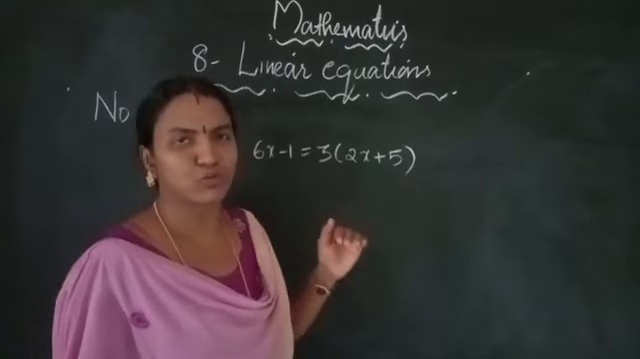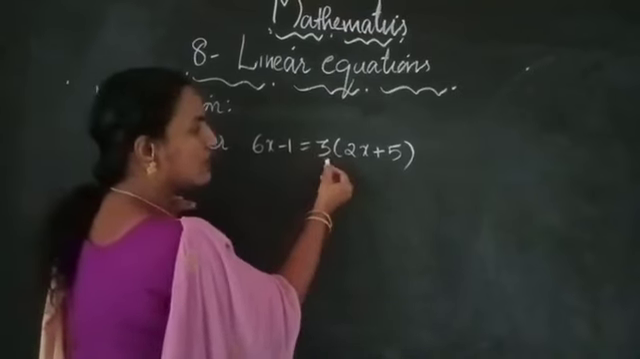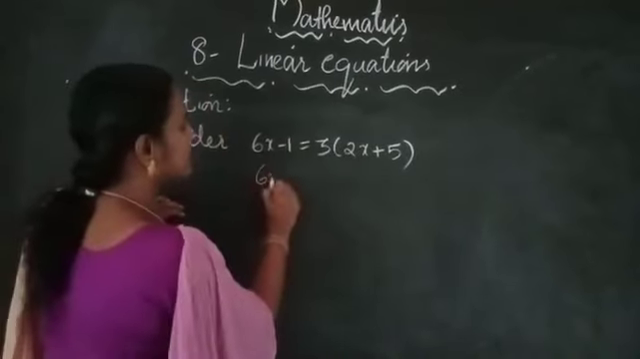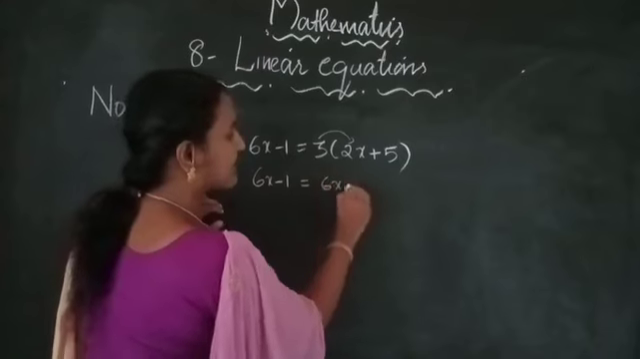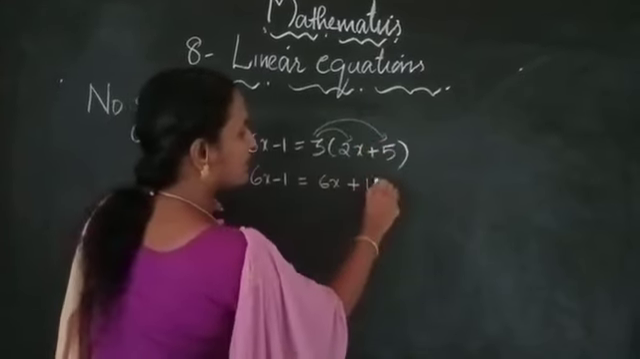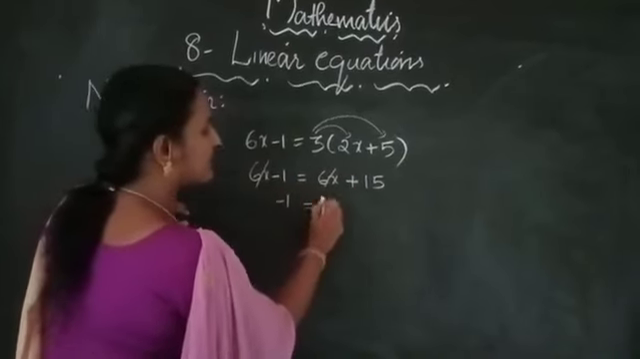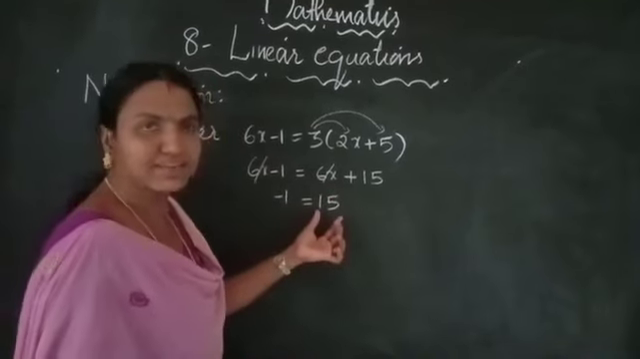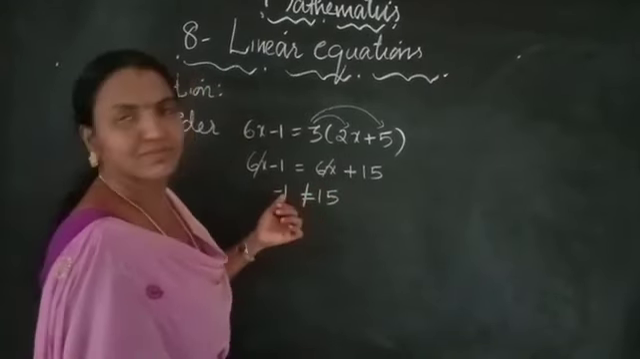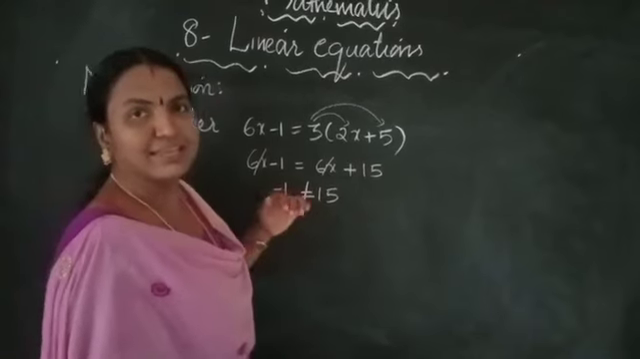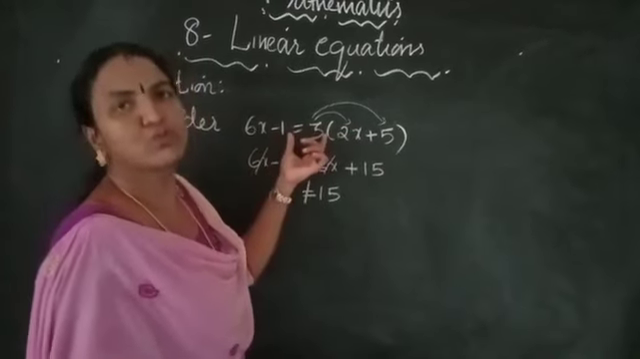Next, we shall discuss no solution. Consider the equation 6x minus 1 is equal to 3 into 2x plus 5. Multiplying in the brackets, 3 into 2x is 6x, plus 3 into 5, 15. Here the LHS is 6x, same on both sides. So minus 1 is equal to 15. Are minus 1 and 15 the same? No. So minus 1 is not equal to 15. This statement is false, so there is no value of x that will satisfy this equation. So the equation has no solution.